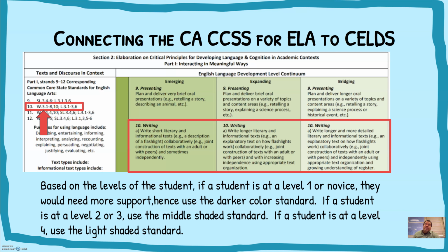for example, be it W33, the writing narrative standard, that could be brought in to your ELD time, and we can reinforce the California Common Core State Standard in your ELD time, providing extra support to those ELD students, providing more time, reinforcing the concept so they truly understand the standard and can truly access the standard.